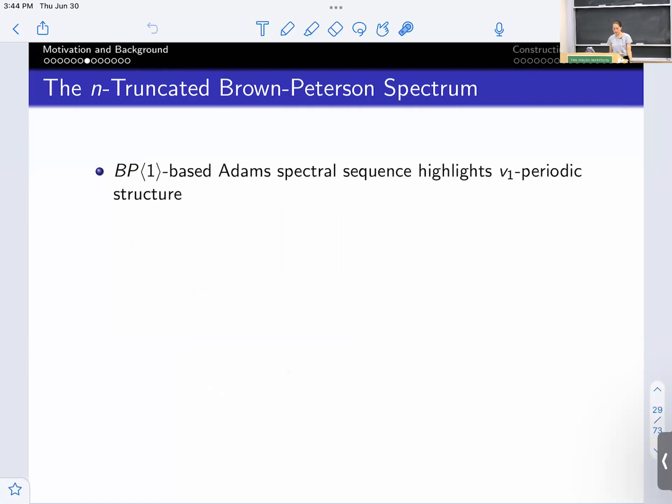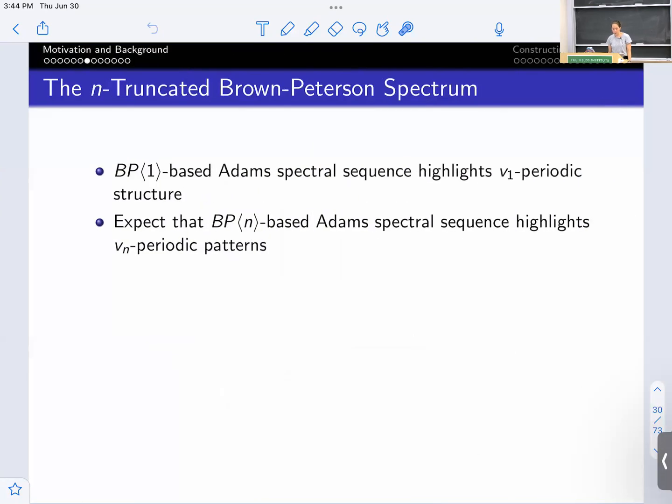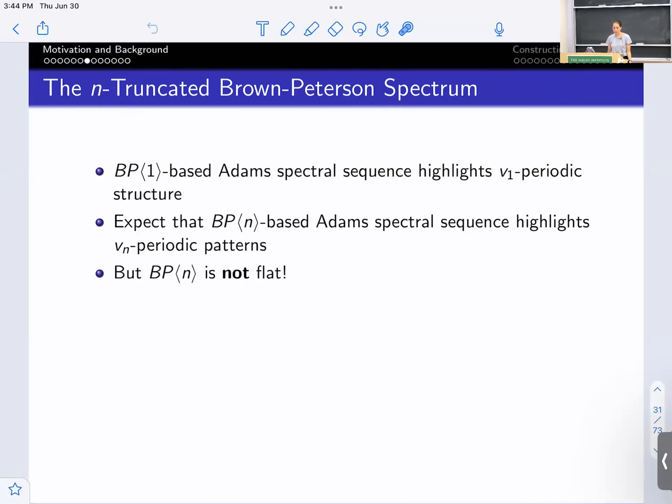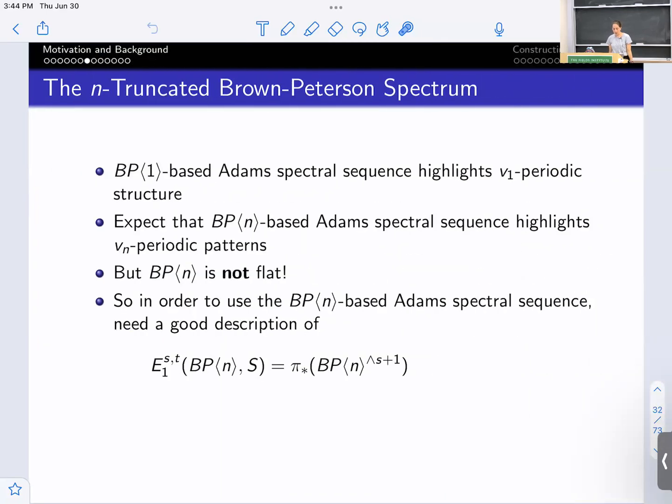So the BP1-based Adams spectral sequence, as we said, highlights the v1-periodic structure. And it's expected that a BPn-based Adams spectral sequence would highlight the vn-periodic patterns in a similar way. But with the same drawback as BP1, BPn is not flat. So in order to actually use a BPn-based Adams spectral sequence, you need a really good description of its E1 page.